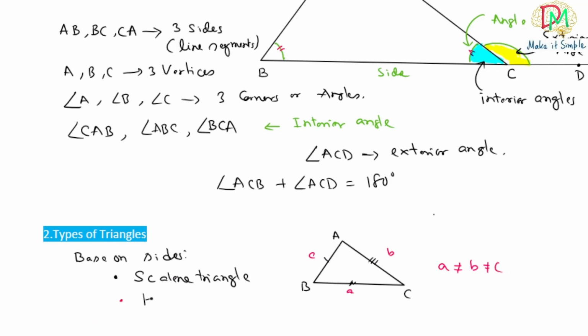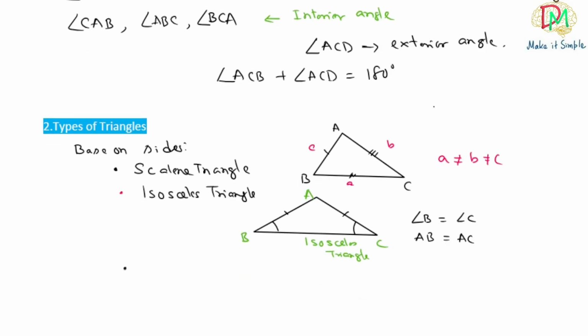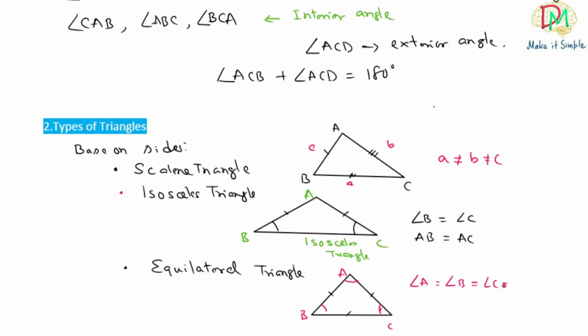Isosceles triangle, and here these two sides are equal, and this base two angles also equal. It's angle B is equal to angle C. Next is equilateral triangle. Here the three sides are equal and three angles also equal, and each angle, angle A, angle B, angle C is equal to 60 degree. This AB is equal to BC is equal to CA.